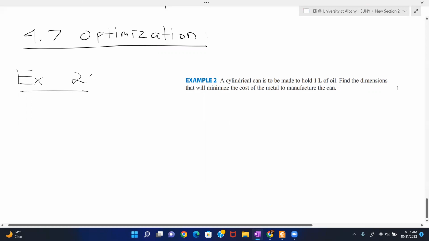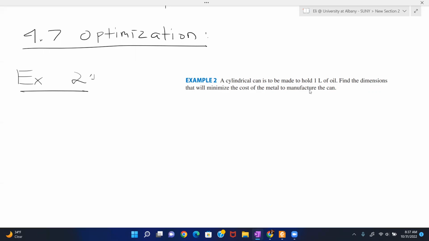So we have a cylindrical can that is made to hold 1 liter of oil. Find the dimensions that will minimize the cost of the metal to manufacture the can. So again, there's going to be a lot of different configurations for the metal. And I want it to hold 1 liter. That's the fixed quantity. This is what we call the constraint. I have this constraint that it needs to hold 1 liter of oil.